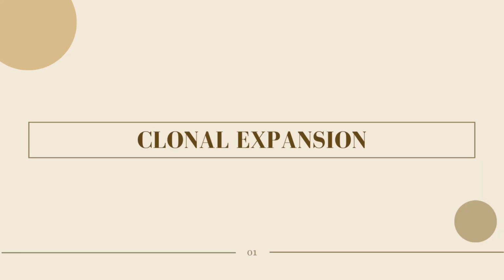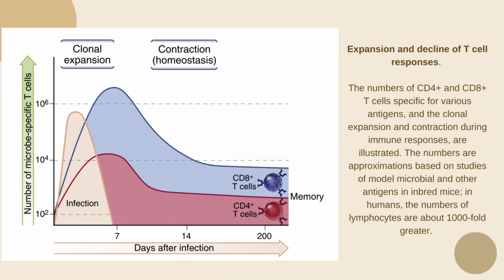So let's proceed to the clonal expansion. T lymphocytes activated by antigen and costimulation begin to proliferate within 1 or 2 days, resulting in expansion of antigen specific clones in this image here. The expansion and the decline of T cell responses, the numbers of CD4+ and CD8+ T cells specific for various antigens, and the clonal expansion and contraction during immune responses are illustrated.